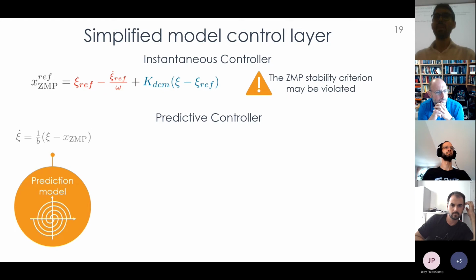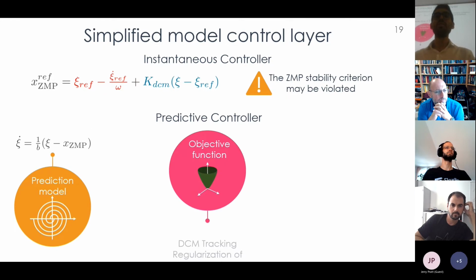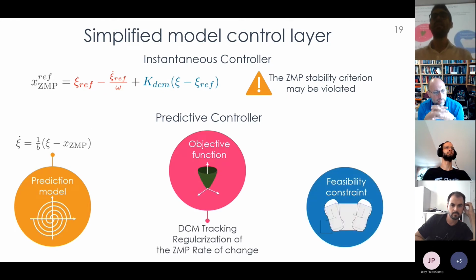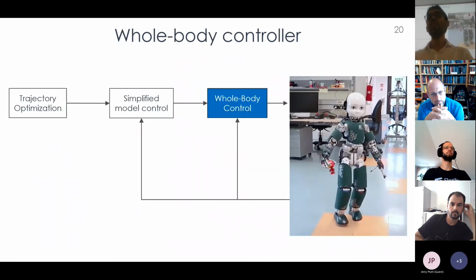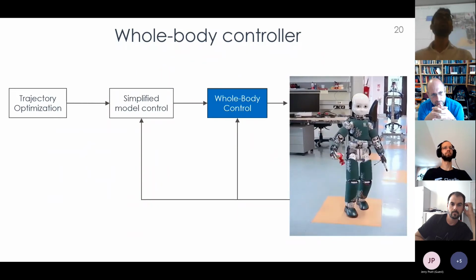Of course, we have the DCM dynamics. We have the objective function that considers the DCM tracking and some regularization terms for the ZMP. And finally, the feasibility condition. So in this case, the ZMP will always stay inside the support polygon. Okay, now regarding the whole body controller, we propose two main approaches.